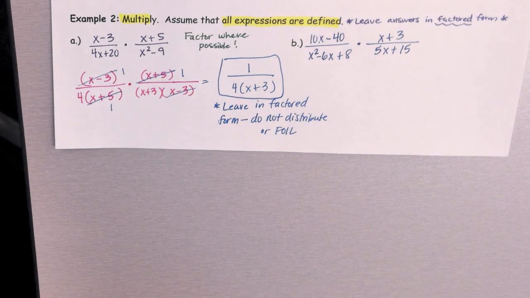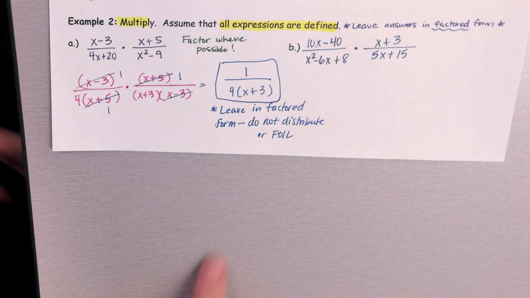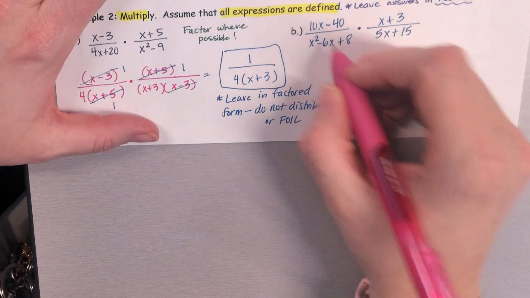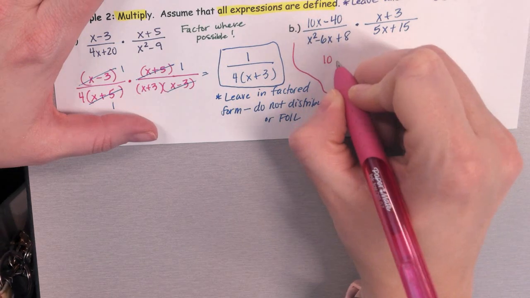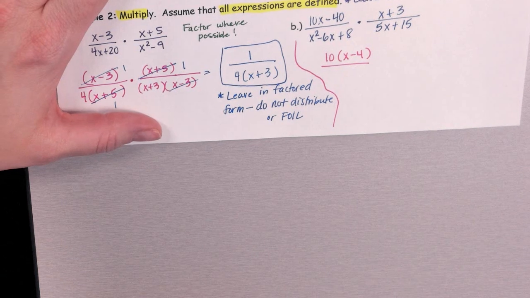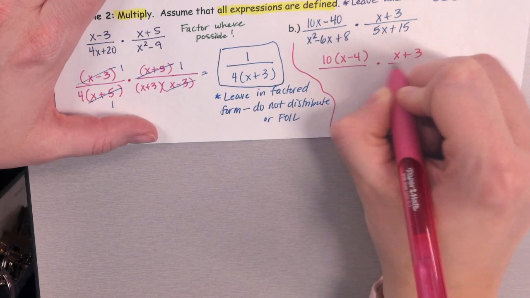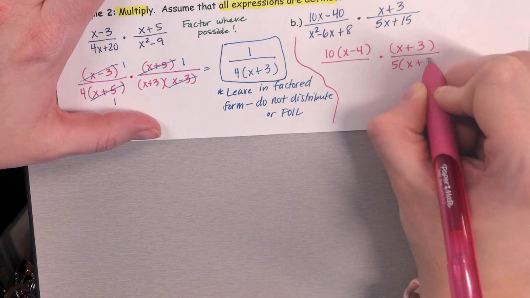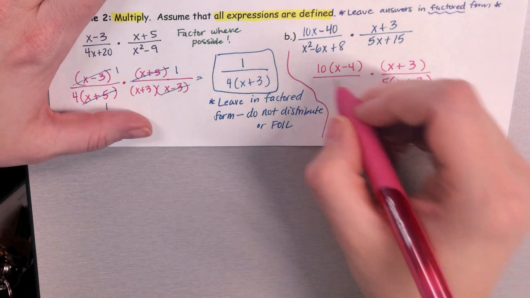All right, let's look at the numerator here. So what can we do with 10x minus 40? Yeah, so let's take out the 10 over here. Okay, so I have 10, x minus 4. And then this is just going to say the x plus 3. This one was probably quicker for you, right? 5 times x plus 3. Take out the 5.